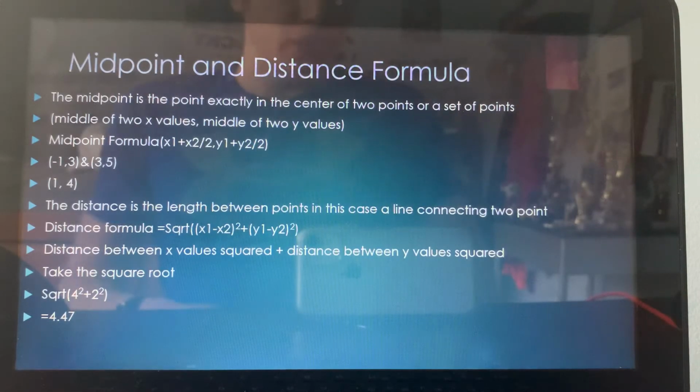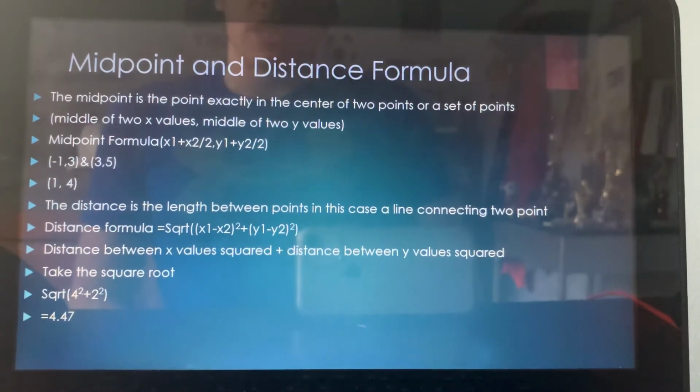Now, let's look at the midpoint and distance formulas to work with the rest of circles. The midpoint is the point exactly in the center of two points. We will be looking at the midpoint between two points in a circle or the midpoint of a line. So the ordered pair of a midpoint is the middle of the two x values, comma, the middle of the two y values. A way to write this is (x1 + x2)/2, comma, (y1 + y2)/2.